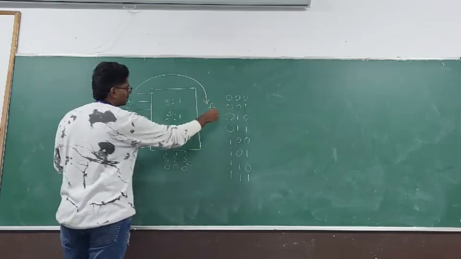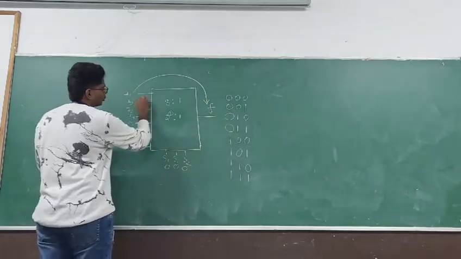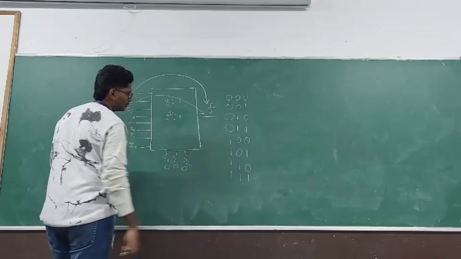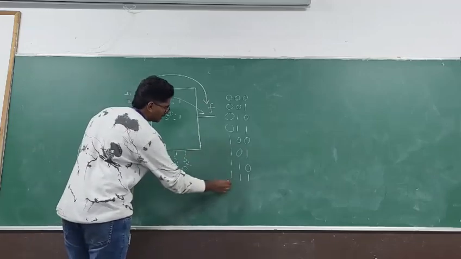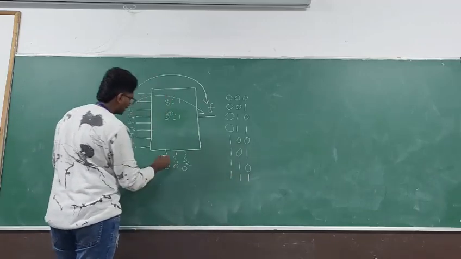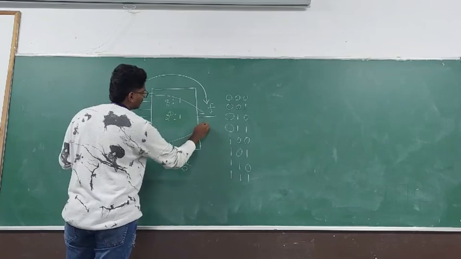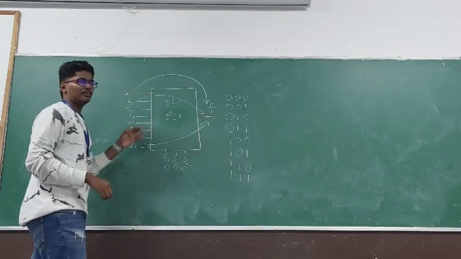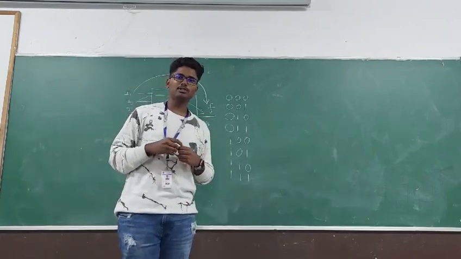So similarly, if I send 0, 0, 1, then input 2 will be selected as output. So similarly, it goes on, and if I send 1, 1, 1 to the select line, then input 8 will be selected as output. So we can represent these also using Boolean expression.